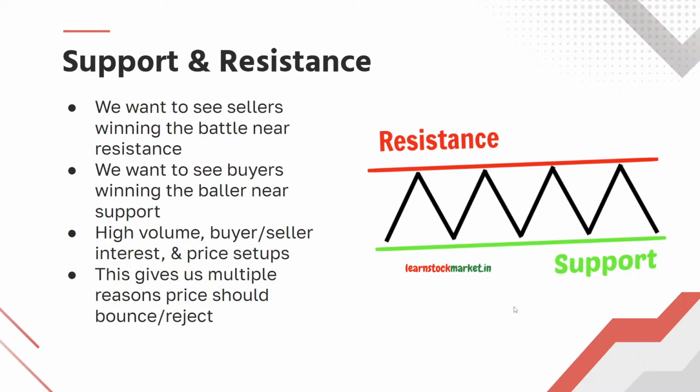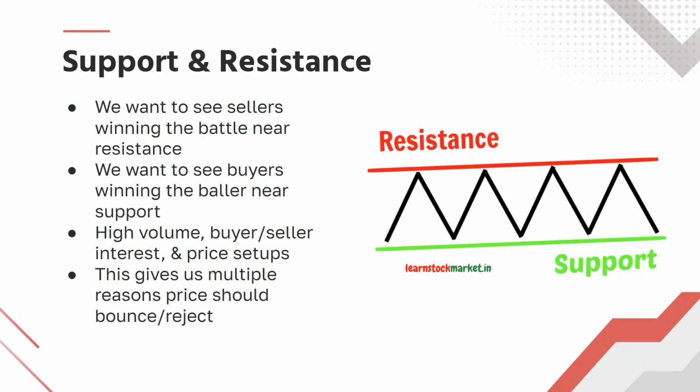Okay, so support and resistance. This is similar to those trend lines, but it's a little bit different, as in support and resistance can be sideways. They can just be up and down, parallel to your x-axis. And we want to see sellers winning the battle near resistance. That's going to be the first thing that we want to see, is on the rejections that occur at the top side. We want to see sellers winning those battles. We want to see buyers winning the battles near the bottom.